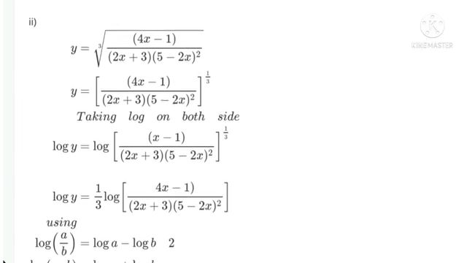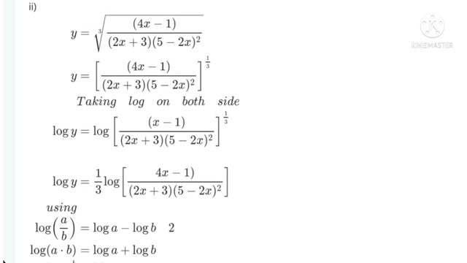Now see the second example. y is equal to the cube root of (4x - 1)/((2x + 3)(5 - 2x)^2). We know what is meant by cube root. Cube root means raised to 1/3. So replace cube root by 1/3 in the first step. Then take log on both sides. Therefore we get log y is equal to log of [(4x - 1)/((2x + 3)(5 - 2x)^2)] raised to 1/3.